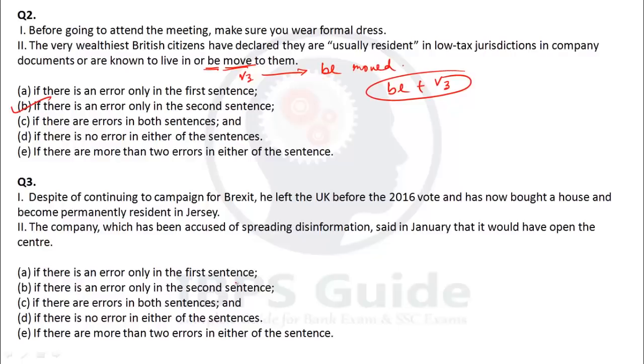The first sentence is not the correct option, because "despite of" is a completely wrong preposition. Despite के साथ of use नहीं करना. याद रखो, "in spite of" is the correct option, but "despite of" is the wrong option. So we don't have to take any "of". Correct option होगा "despite continuing to campaign for Brexit".